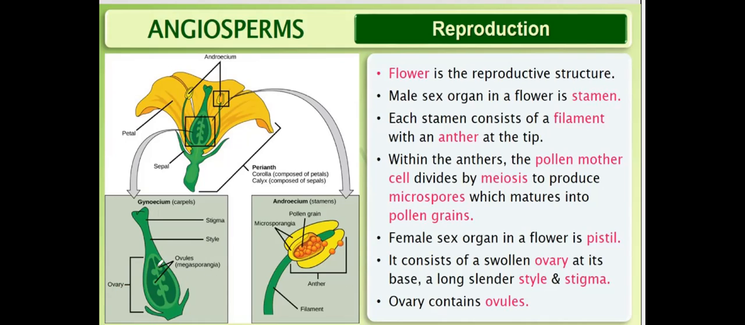Here the ovary is the swollen part. Inside the ovary there are ovules. Ovules are nothing but equivalent to megasporangia. So inside the ovary, ovules are there. These are the ovules.